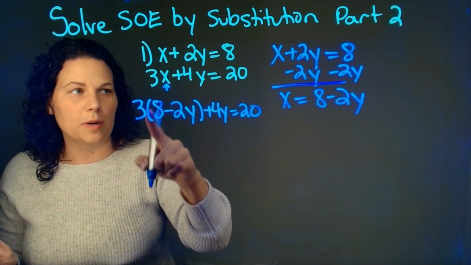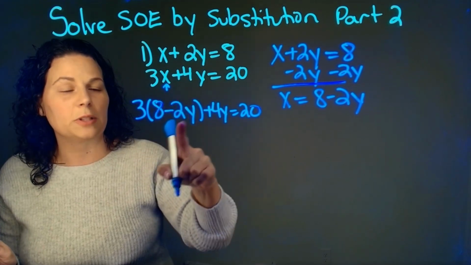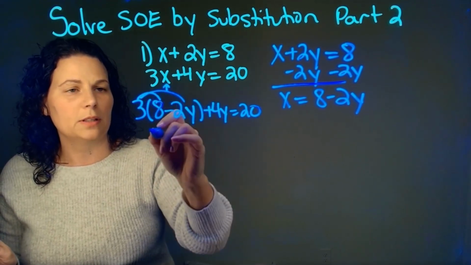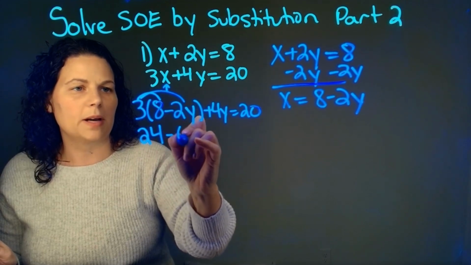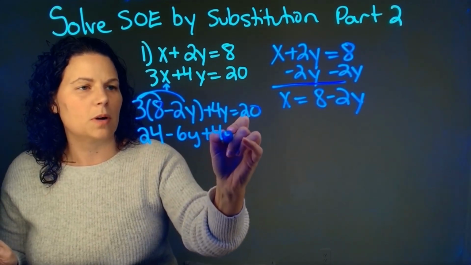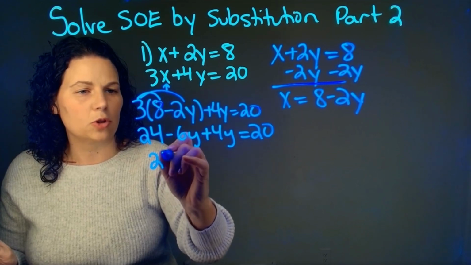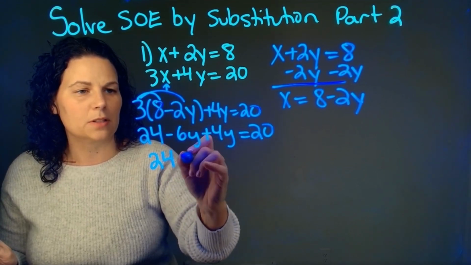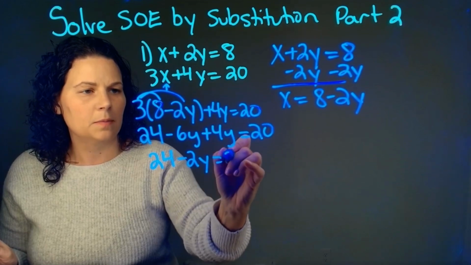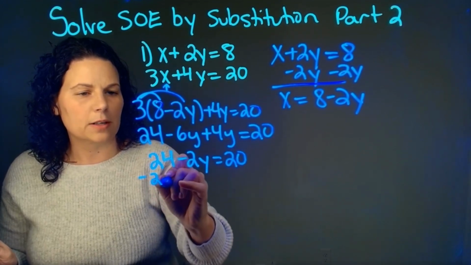Put parentheses around this. This is all of x. We need all of x to get multiplied by 3. It's going to be 24 minus 6y plus 4y equals 20. Combine like terms. We're going to be super duper careful. That's a -6 plus 4. That gives me -2y. Then we're going to subtract 24.